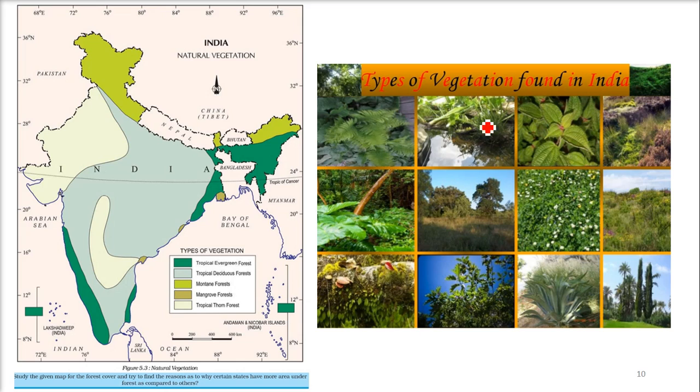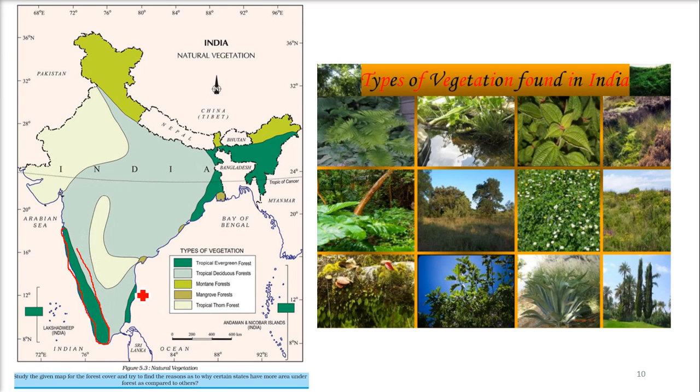So let me just quickly go through all the vegetation we have. These are the different vegetation at different altitudes, different temperatures, different climates, and different environmental conditions. Different trees are being seen, and India has a very rich variety of vegetation, as we have already discussed. And these are the tropical evergreen, these are the type of vegetation.